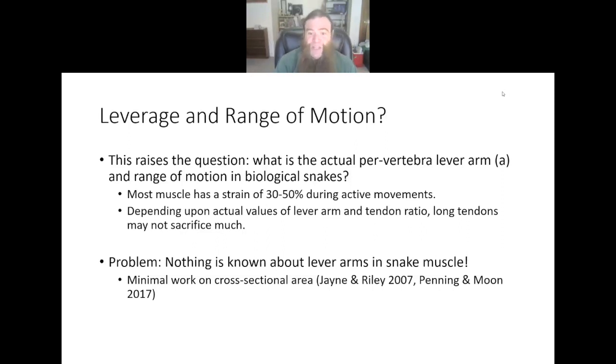So the problem is nothing is known about lever arms and snake muscle at all. Not a single paper. There's 2 papers out there that look at the cross-sectional areas of the muscle, and they'll usually make an assumption. So Jayne and Riley made the assumption of the top of the neural spine as the lever arm for the semispinalis-spinalis, but there's no actual quantification of the lever arms of various muscles in snakes. It seems like a simple question, but no one's touched it. And so we decided to engage with it.